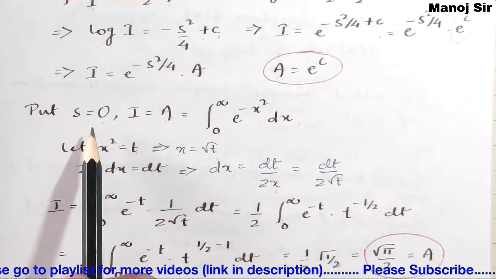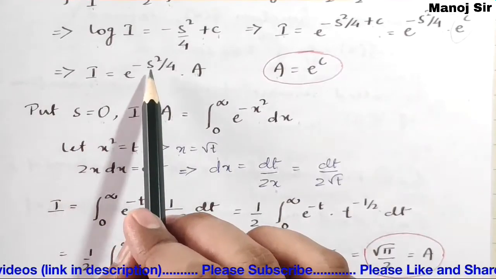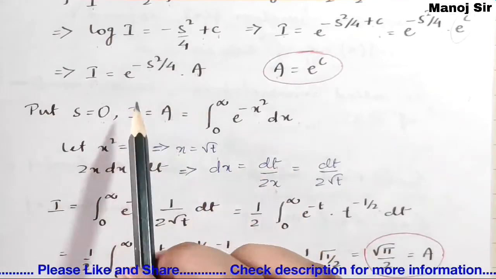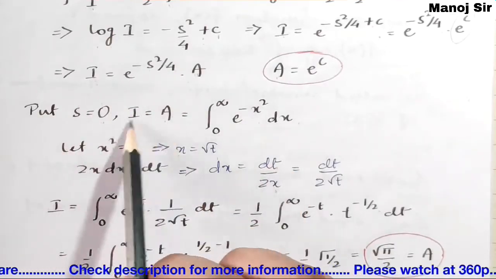So simply put s equal to 0. If you put s equal to 0, then this whole part will become 0. So e to power 0 will become 1. That is I equals to a. Okay, I equals to a.